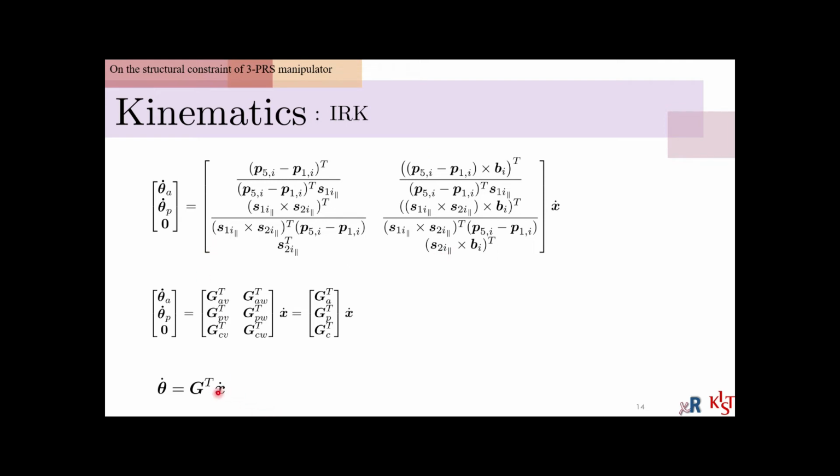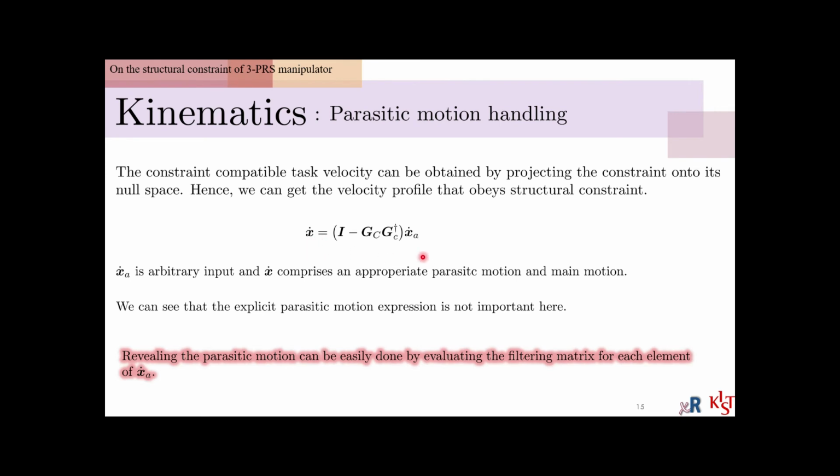But how can we find x dot from the structural constraint information? Here is the solution. By projecting the constraint matrix onto its null space, we obtain the constraint compatible velocity. So for any user input or any arbitrary velocity x dot a, we obtain constraint compatible motion x dot. And as we said, x dot comprises parasitic terms and independent terms. We don't know at this level, but by using this information, we can reveal which terms are the parasitic and which are the independent terms of the task space.